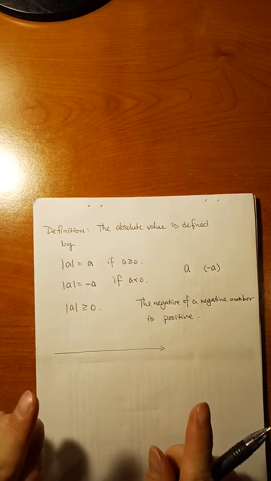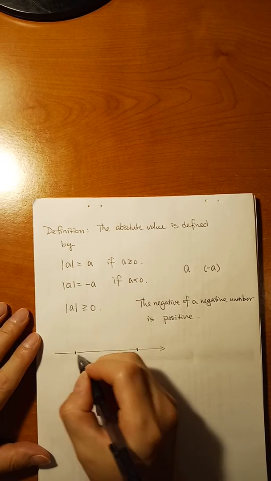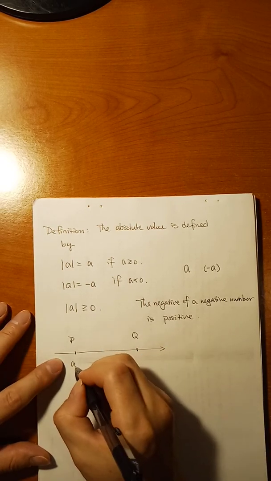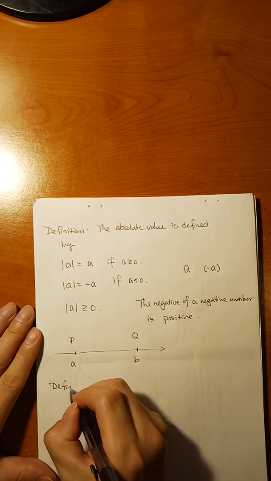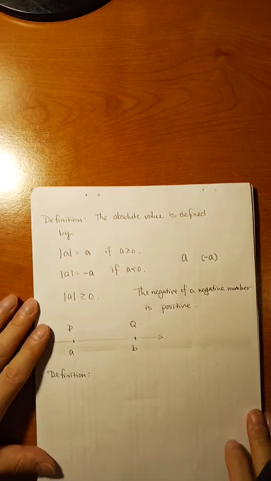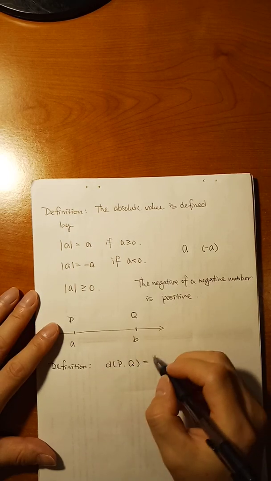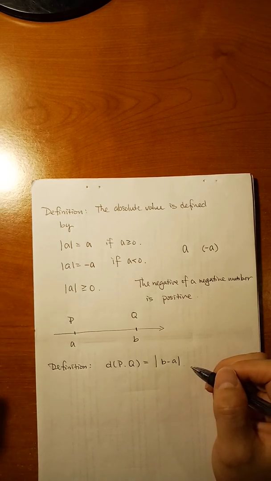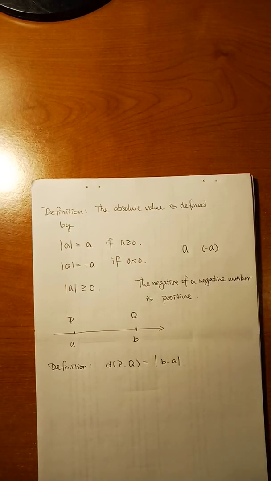The absolute value is the distance between the origin and a point. If you have 2 points, ignore the origin, just 2 points. What is the distance between 2 points? The distance between 2 points is always the absolute value of the difference. It doesn't matter who minus who, because the absolute value eliminates the negative sign.